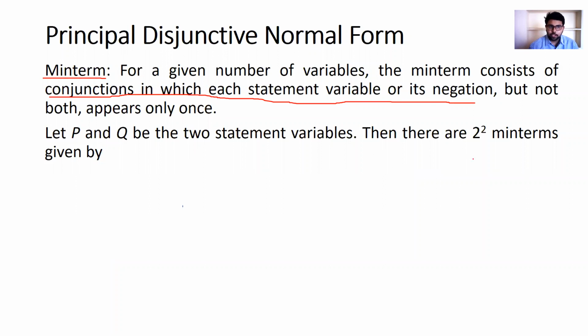So, in this principal disjunctive normal form, for example, I'm going to take two variables P and Q. This is one variable and this is another variable.